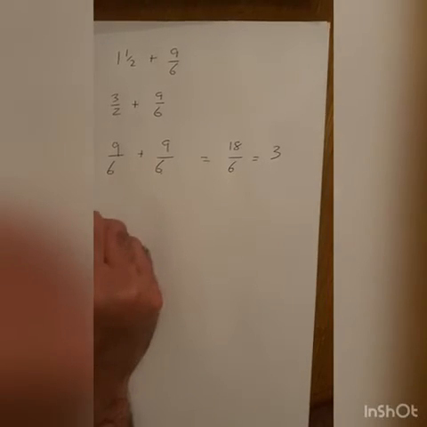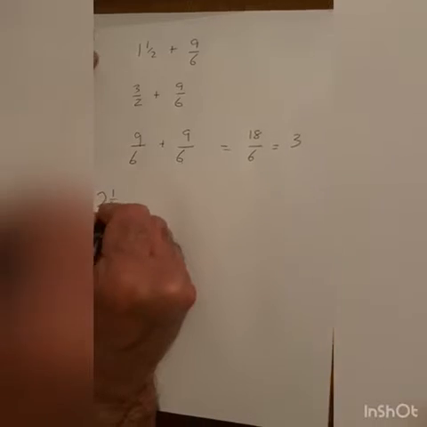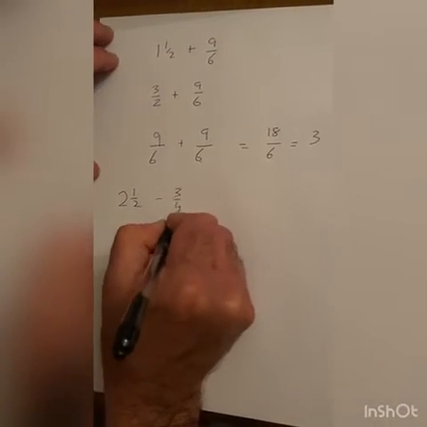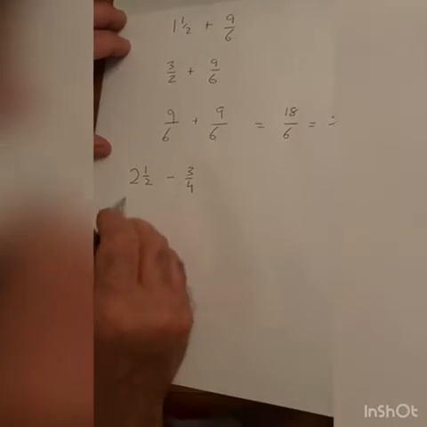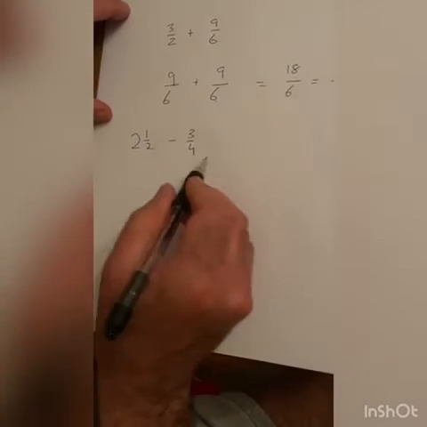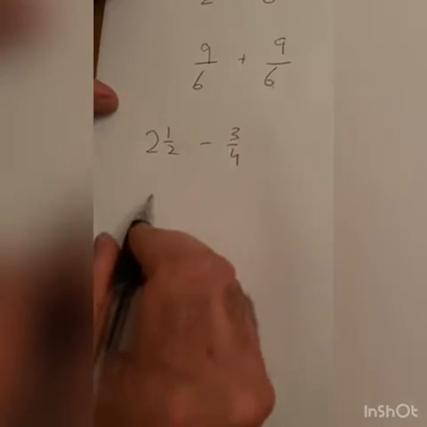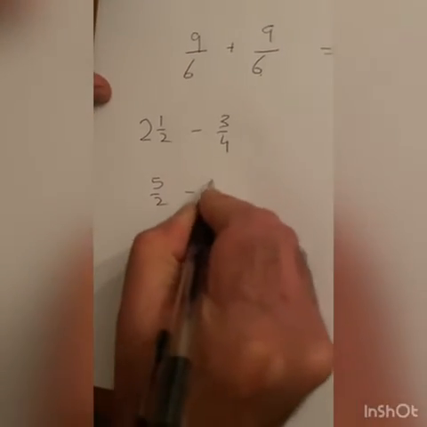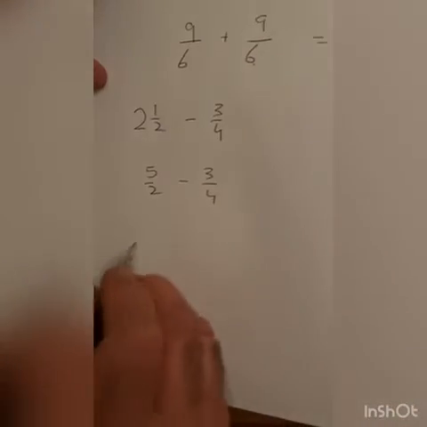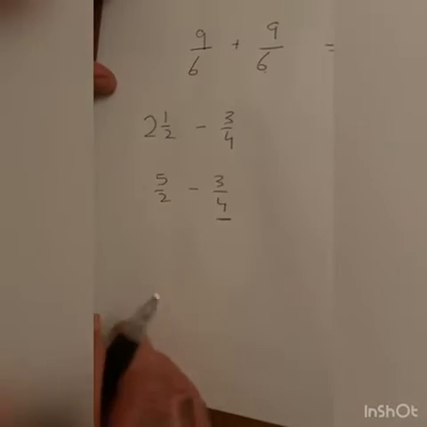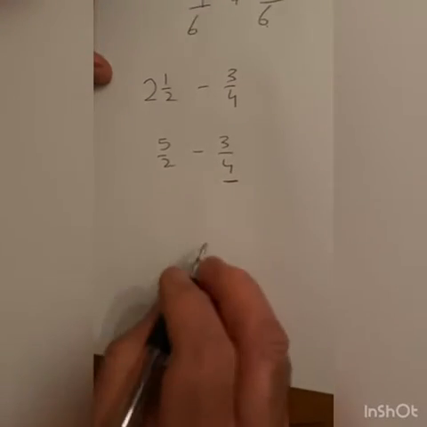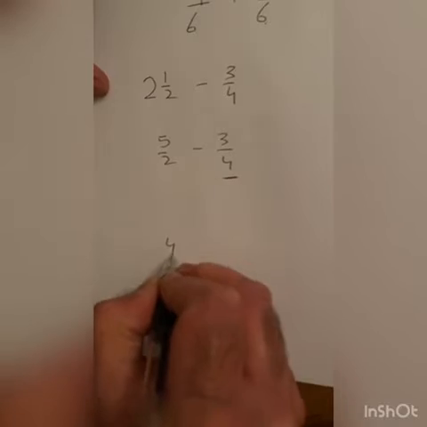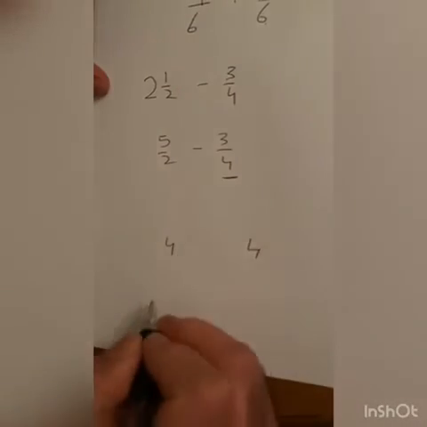Let's get into subtraction very quickly. 2 1/2 minus 3 1/4. Same principle. Convert them into improper fractions if they're a mixed number. 2 into 2 is 4, plus 1 is 5 over 2, minus 3 over 4. We can use 4 as our denominator in both cases. So 4 and 4, because 2 does go into 4.